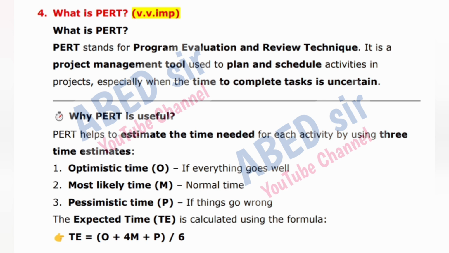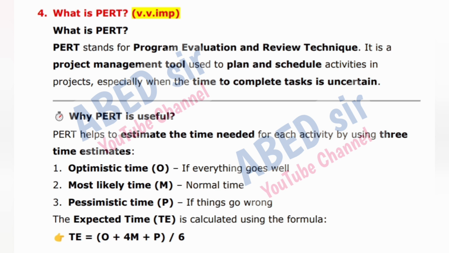What is PERT? PERT stands for Program Evaluation and Review Technique. It is a project management tool used to plan and schedule activities in projects, especially when the time to complete tasks is uncertain. Why PERT is useful? PERT helps to estimate the time needed for each activity by using three time estimates. 1. Optimistic time, O, if everything goes well. 2. Most likely time, M, normal time. 3. Pessimistic time, P, if things go wrong.